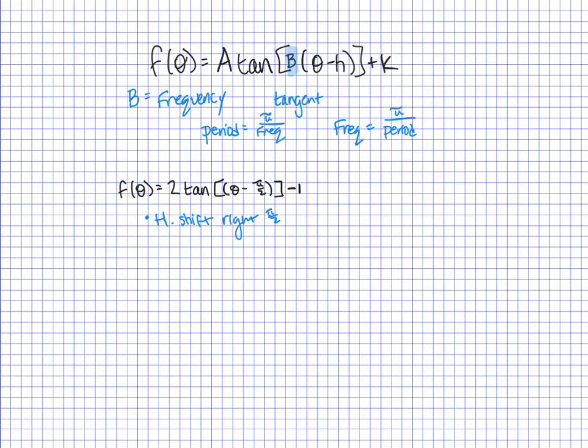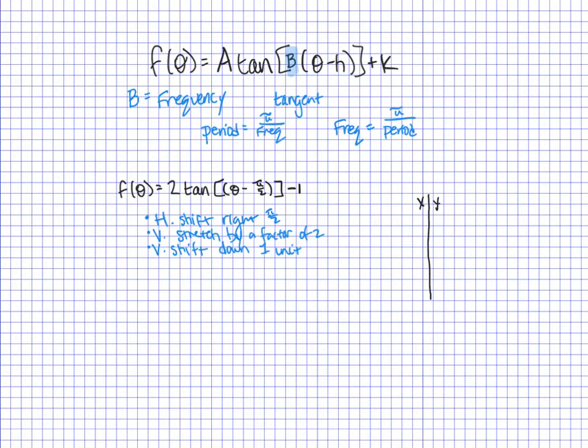So let's take a look at our y value, or our vertical changes. So right here, this 2 on the outside, that is going to be a vertical stretch by a factor of 2. And then all the way to the right, you're going to see that -1, or a vertical shift down 1 unit. So let's take all this and have it affect our parent table.